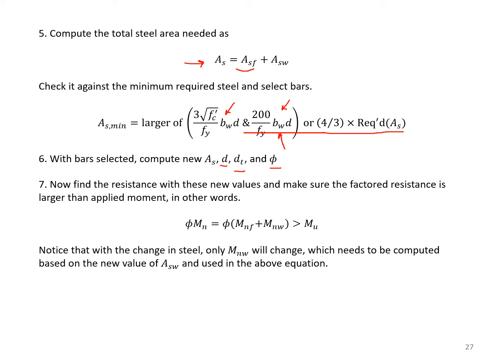MNF doesn't change, it's MNW that changes. And get the total resistance with the correct phi computed. Find out that phi Mn is larger than Mu. What if it is not? The best solution is to increase the area of steel a little bit, change the configuration, noting that ASF doesn't change. That change would affect ASW, and that would increase MNW and will fix this problem.